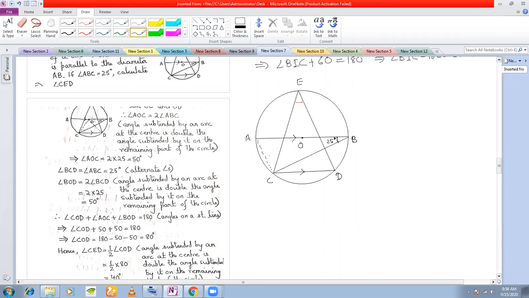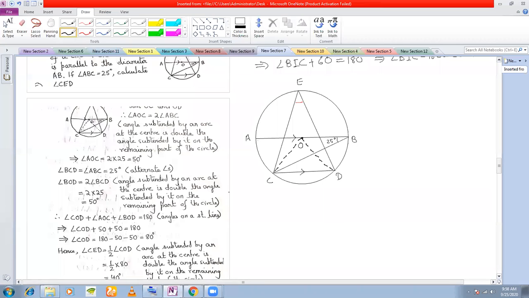Is there any other angle that you can see on chord AC in the major segment? Can you see any other angle? I can't see. So angles on the same segment will not work here. But if you see, center is given, but which one is the angle at the center? So what you do here is you join OC and you join OD.